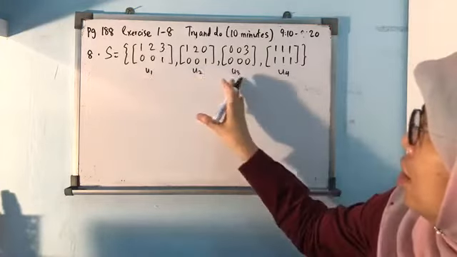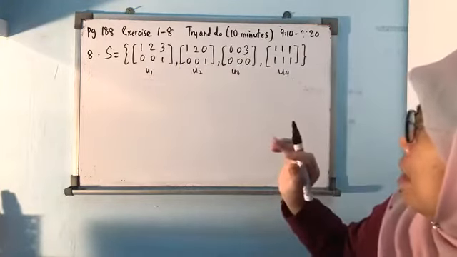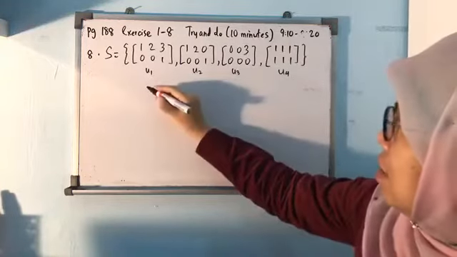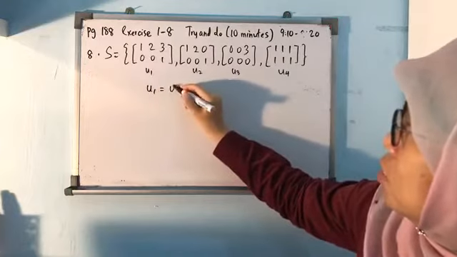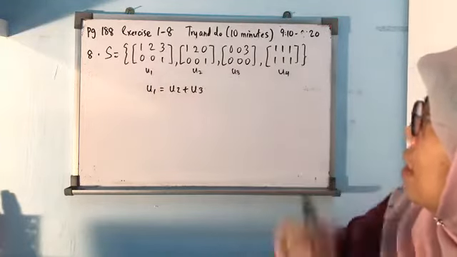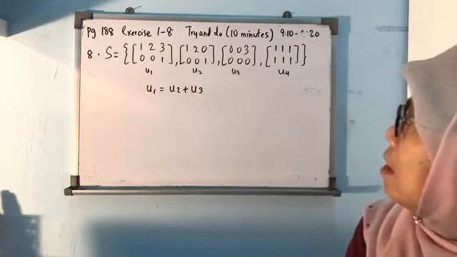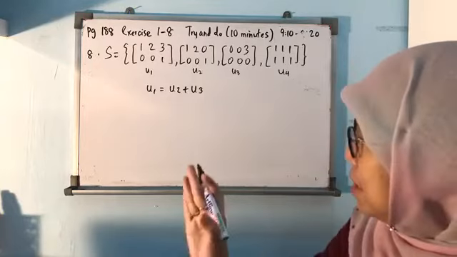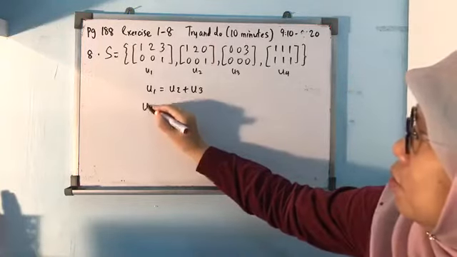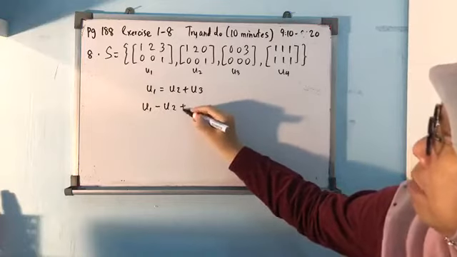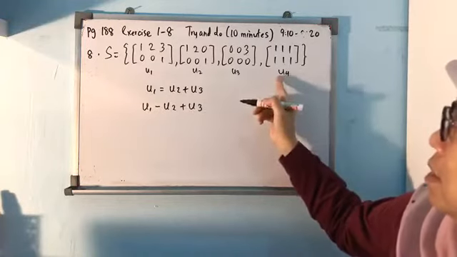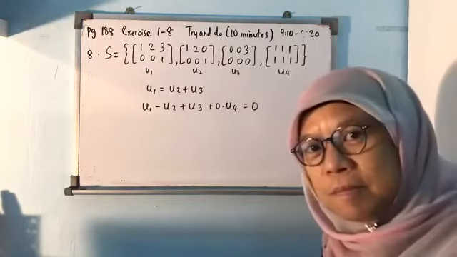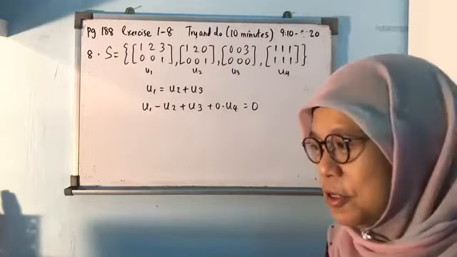No, you have to look at all these 3, 4 vectors. Any of them ada multiple? Tak kan? Not multiple, right? But you can see, nampak tak? U1 is actually U2 plus U3. Betul tak? So from this, rewrite, so U1 minus U2 minus U3 equals 0. Betul? Okay.